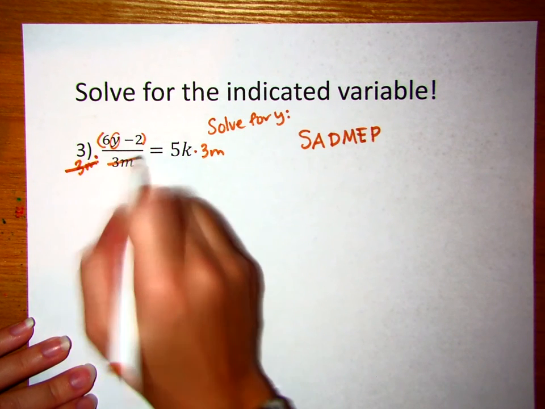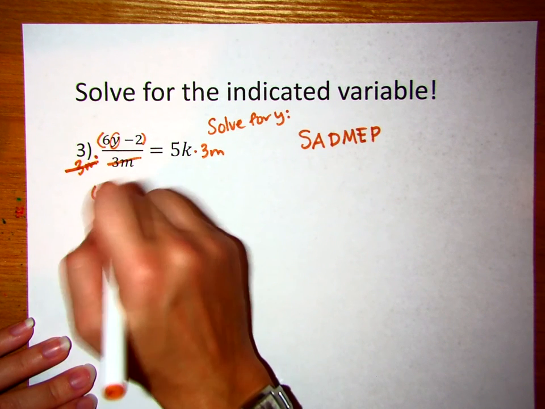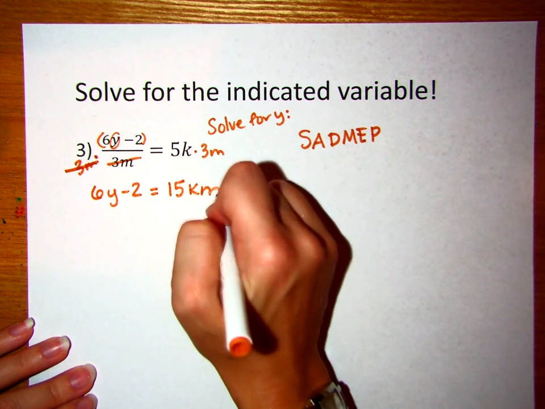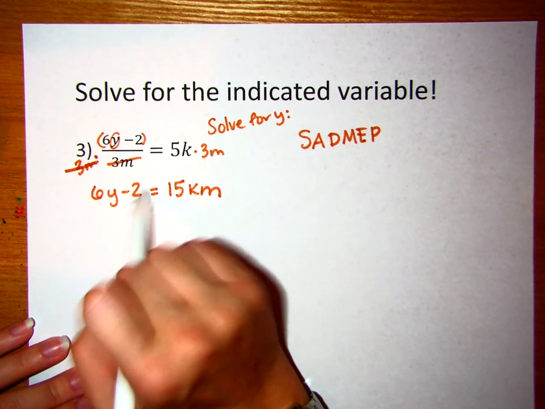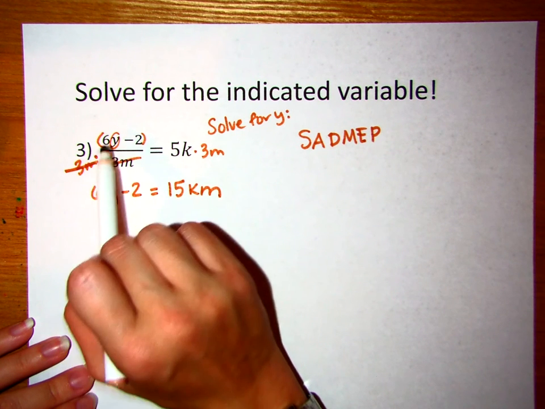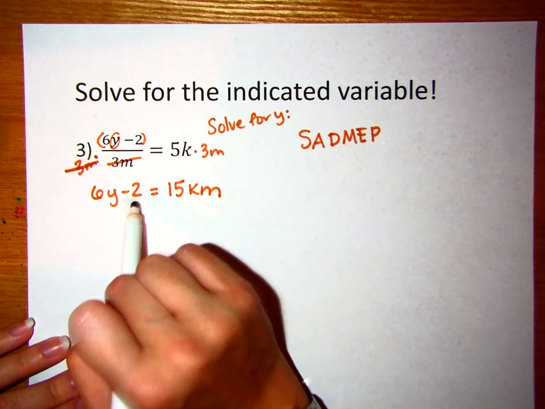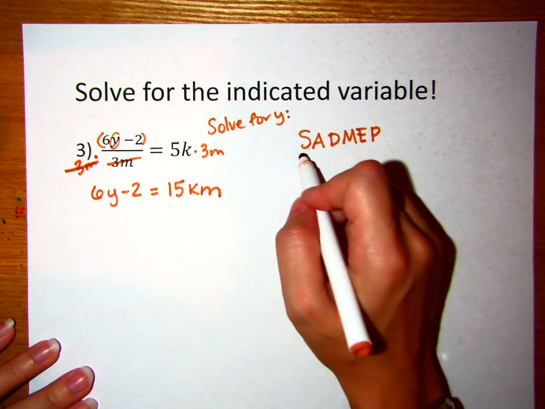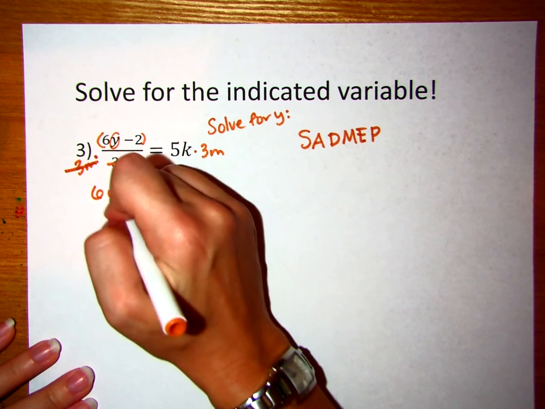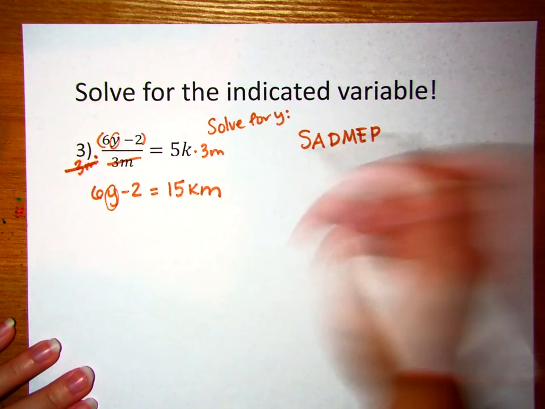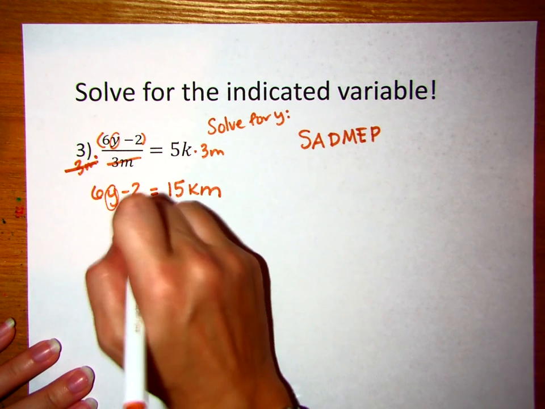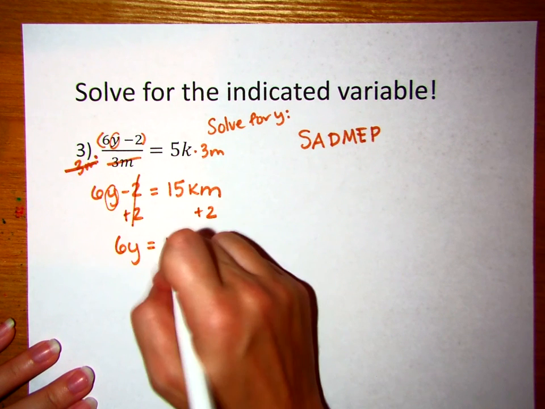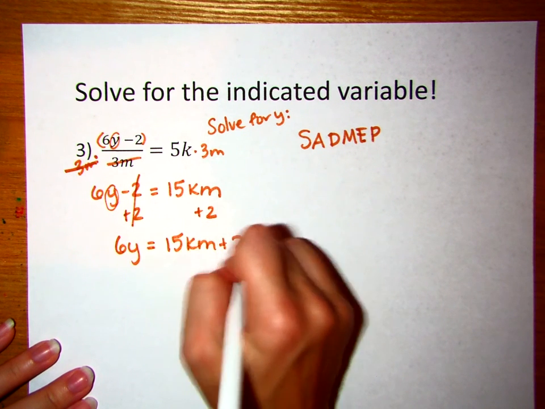That means that these would cancel, and we're left with 6y minus 2 equals 5 times 3 is 15, and we have a km. Now, here's the thing. I am able to drop the parentheses off now because I don't have anything else around it. Now for solving for y, we say, okay, let's start back at the beginning. That y is being multiplied by 6 and subtracted by 2. We start with subtraction and do its opposite, so we're going to add 2 to both sides. These cancel. And 6y equals 15km plus 2.